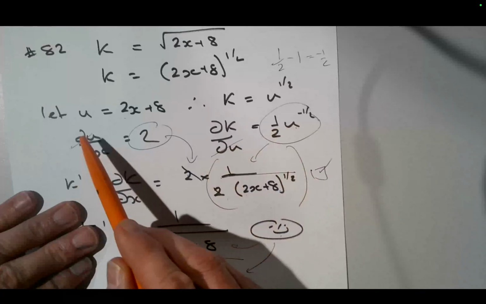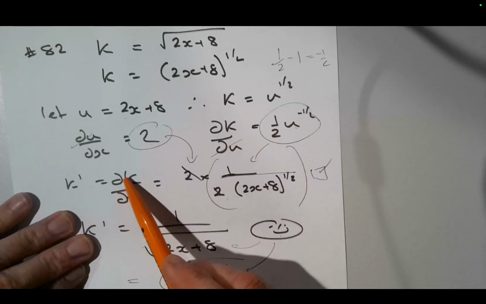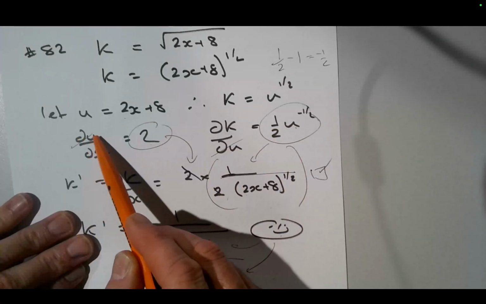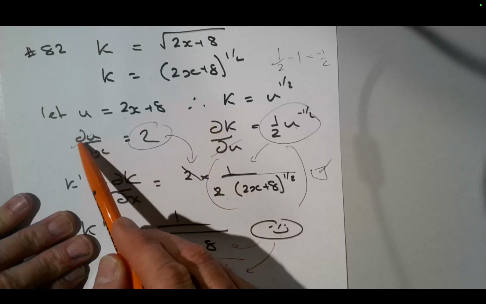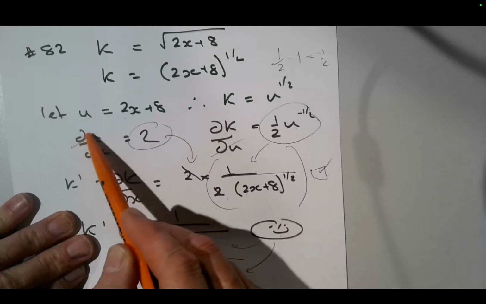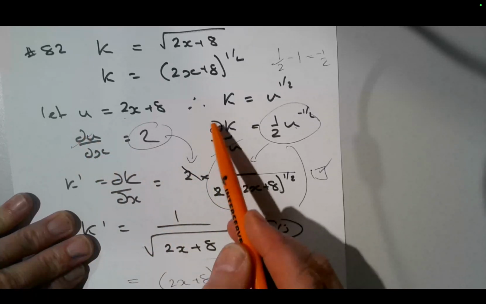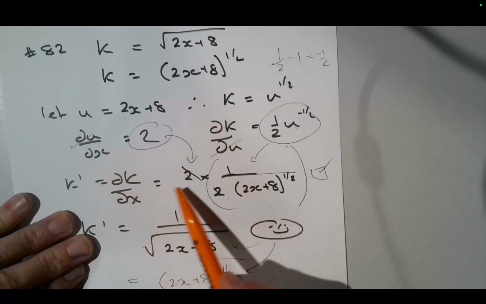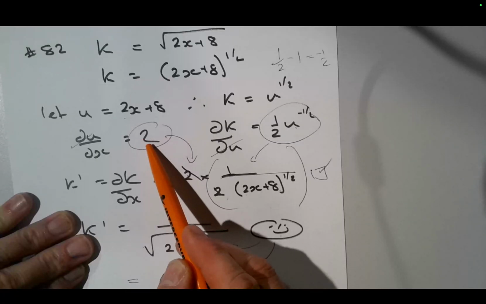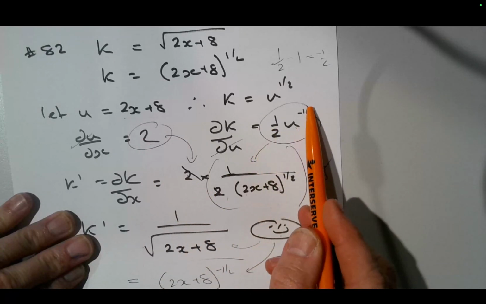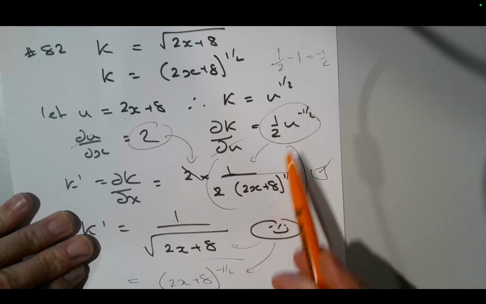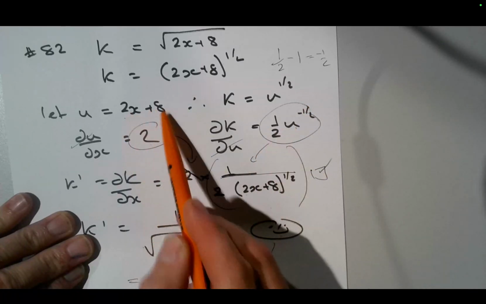And what's the chain rule? The chain rule says k dash is dk by dx, which is this derivative times this derivative. If you do that, technically, well, theoretically, the du bits cancel out. What's left? dk by dx. So now looking at this, I've just put the full thing here, 2 times this thing. So I've dropped that down and made that positive. And what's u? u is 2x plus 8.